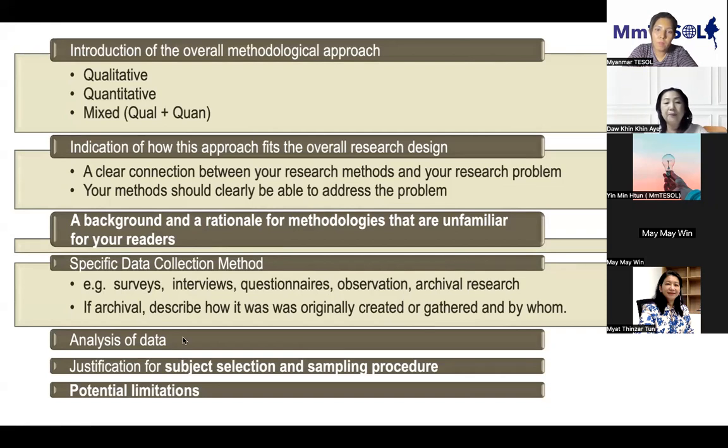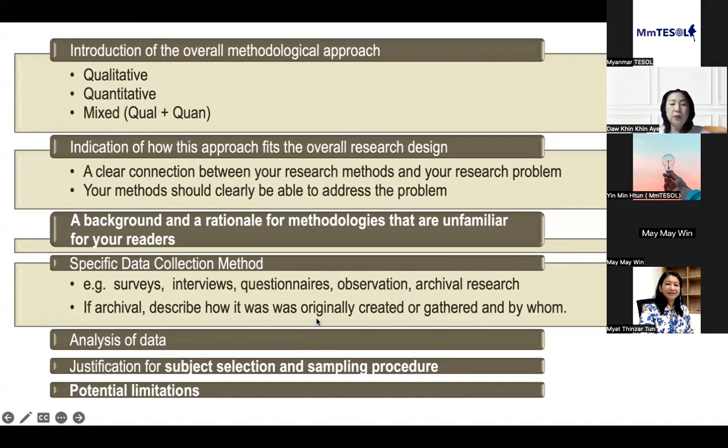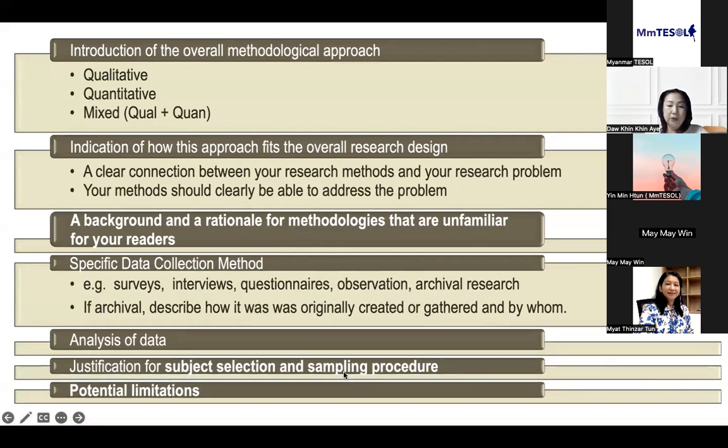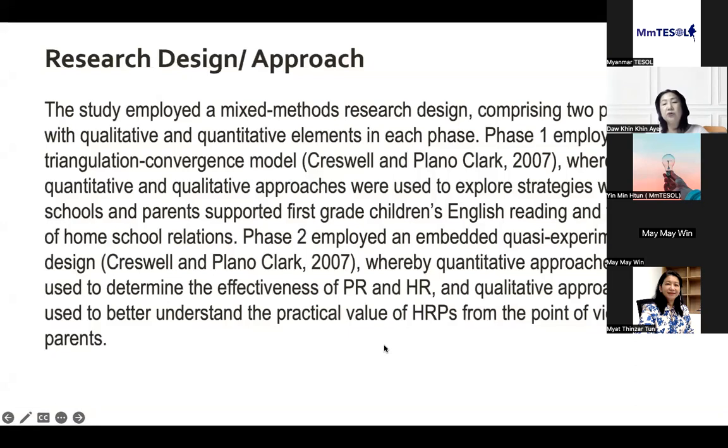Okay. Now, when you look at the background and rationale for the methodology that is unfamiliar to your readers, you need to provide the background to that methodology as well, if it is not that common. Now, another one is that you need to indicate the specific data collection method. For example, if it is a qualitative one, it doesn't matter, survey, interview, questionnaire, observation method, or archival research. If it's archival, describe how that document was originally created or gathered and by whom. Okay. Now, another one is that you also need to indicate how your data is analyzed.